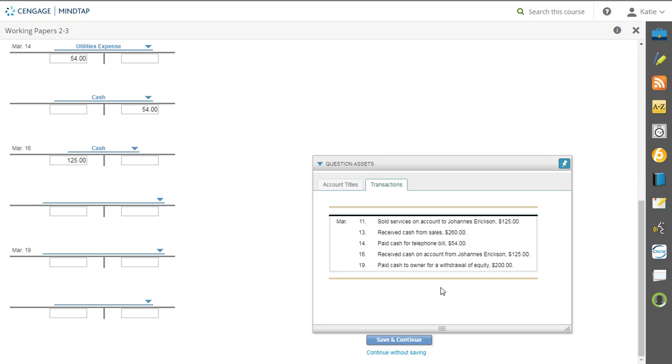Receive cash on account from Johannes Erickson. Accounts receivable. Yes. So we know that we have to find the word with actually her title in there. So my question to you, as accounts receivable Johannes Erickson, is that an asset, a liability, or owner's equity?